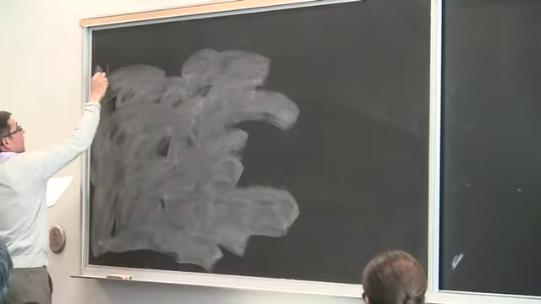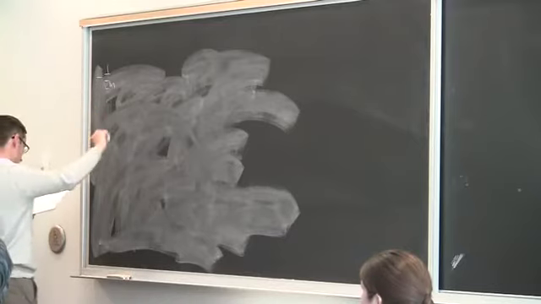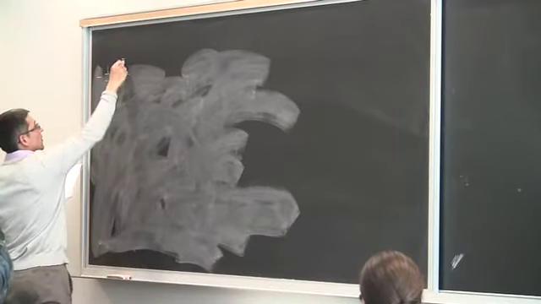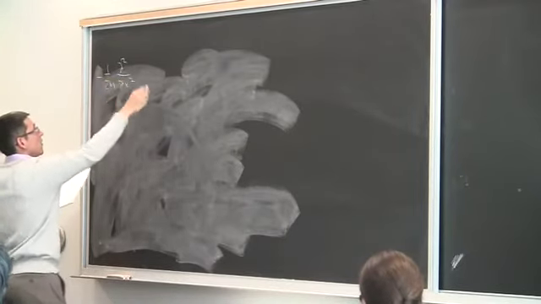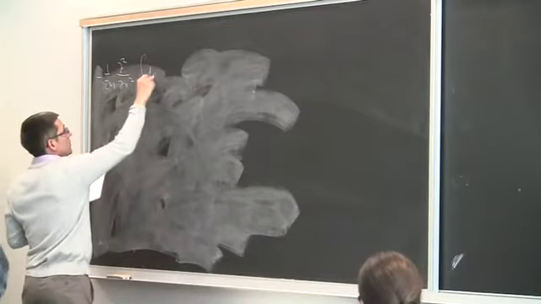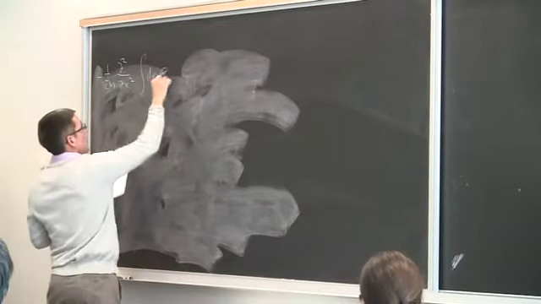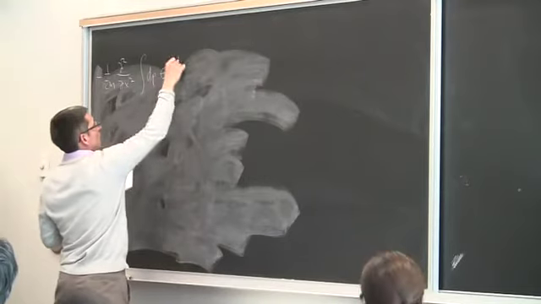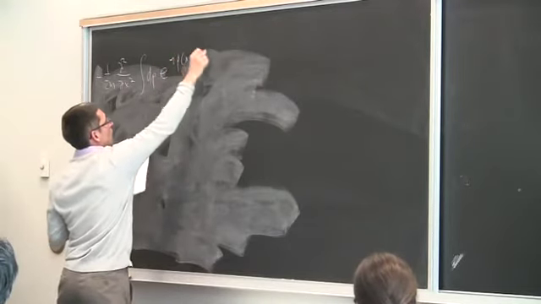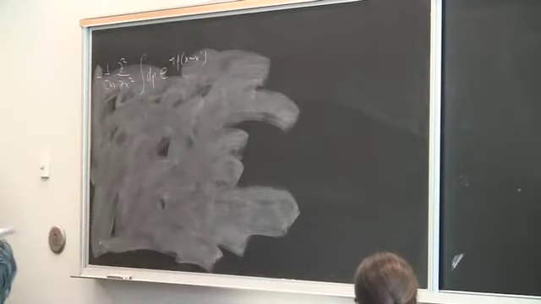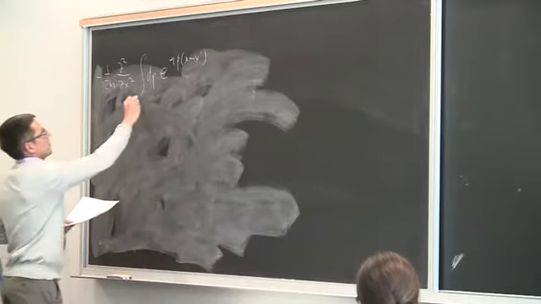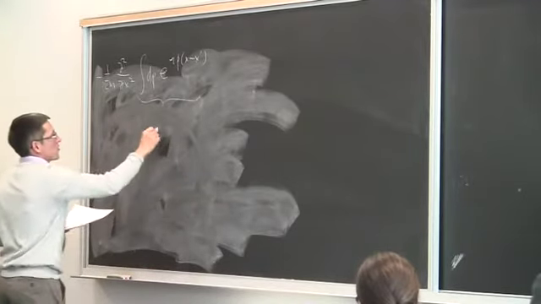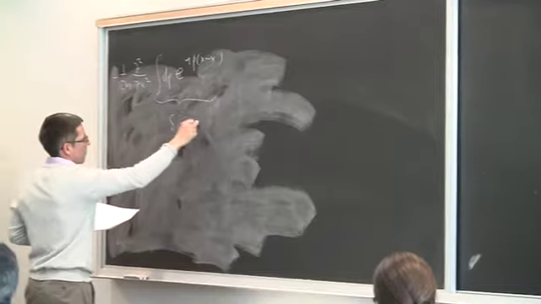And so we have 1 over 2m, the square, the dp integral. But this is one of the definitions of what the delta function is.